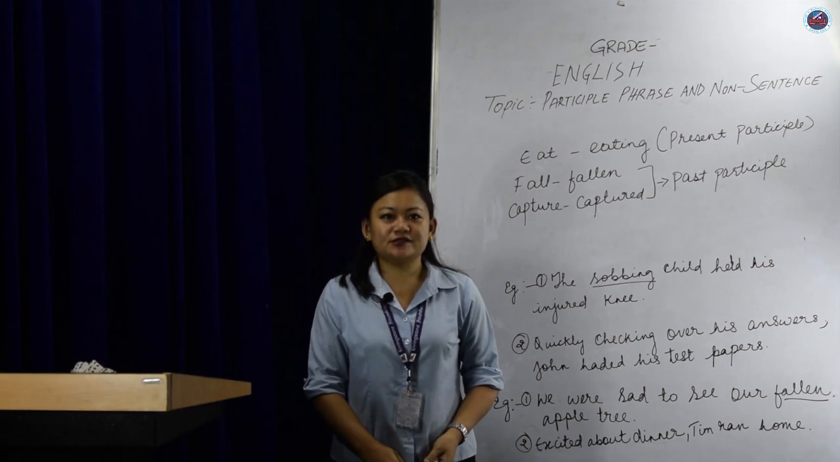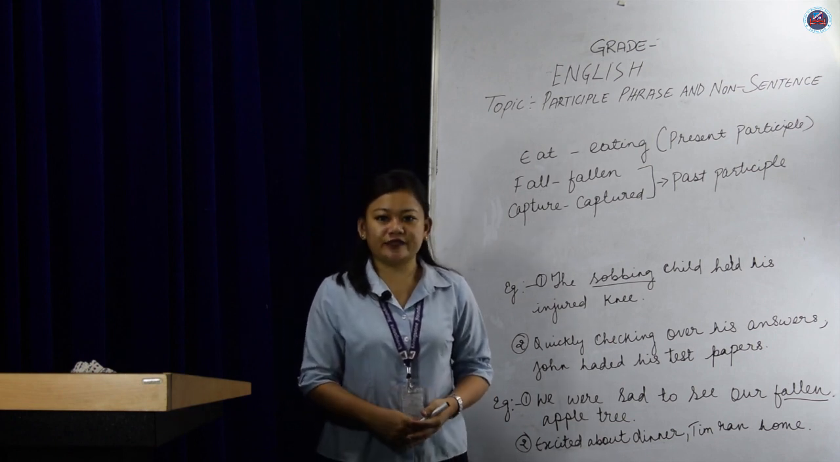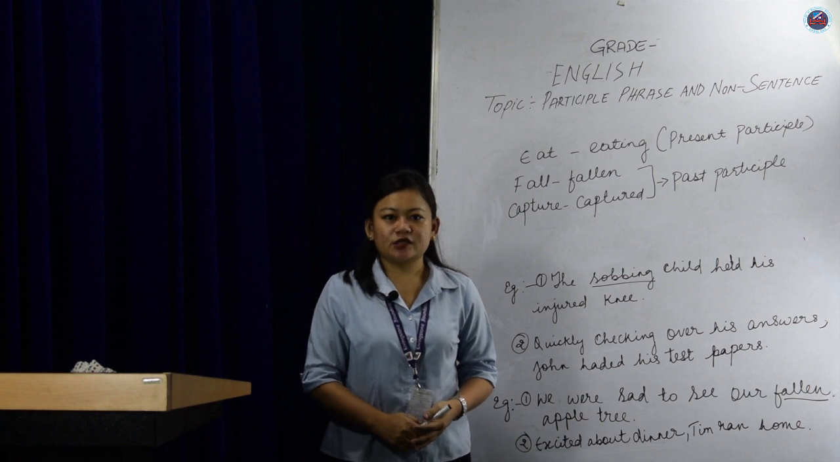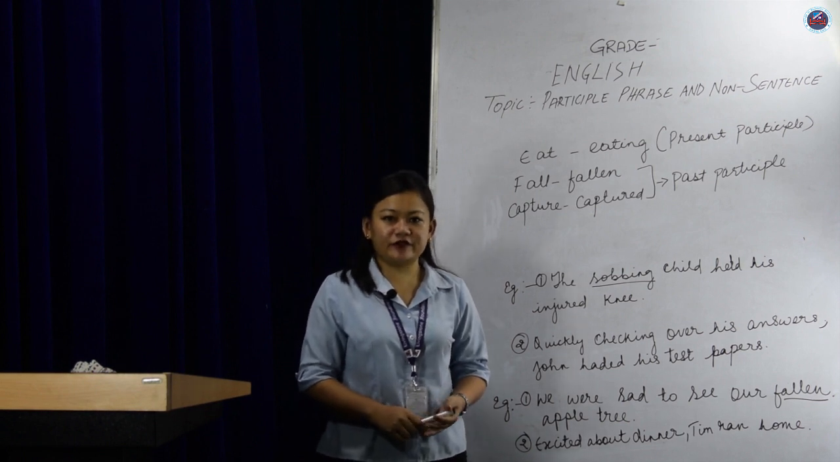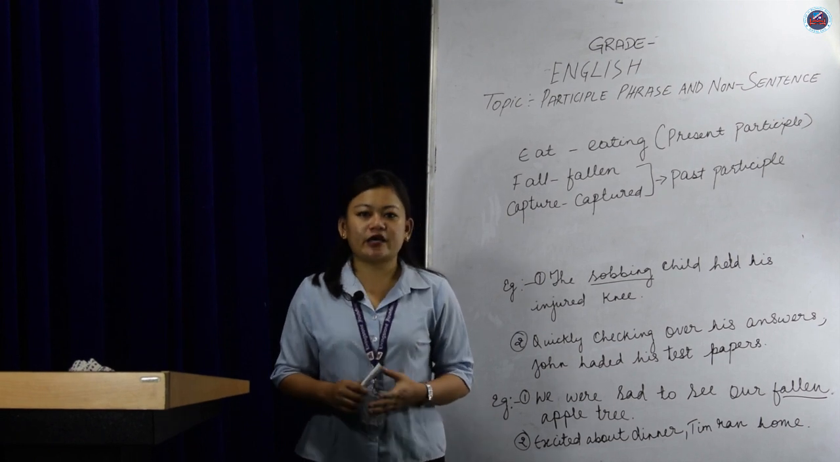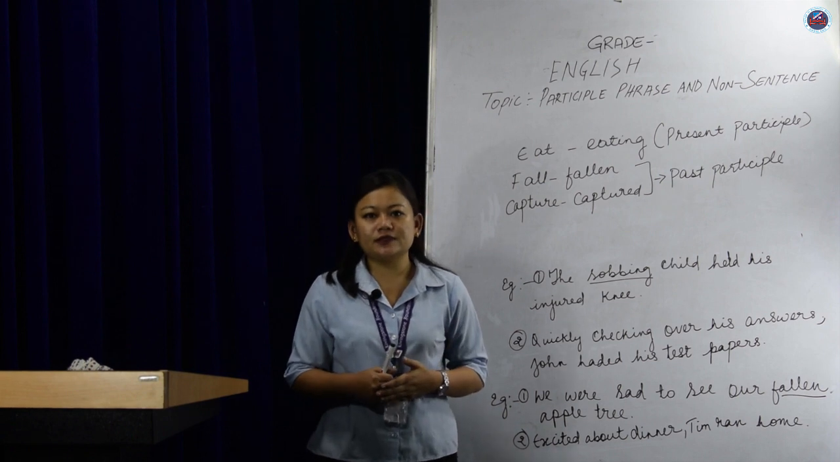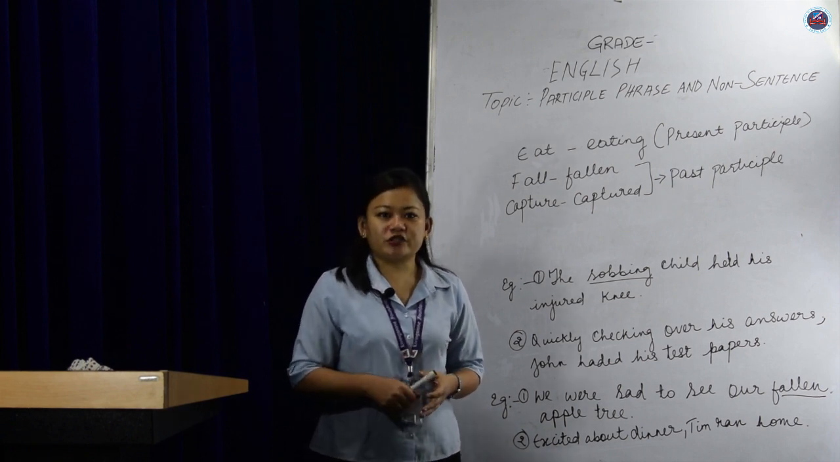Welcome back, students. Today we will be learning two new topics, that is participle phrase and noun sentence. So a participle phrase is a phrase that looks like a verb but actually functions like an adjective. Now a participle phrase consists of a participle and an object.